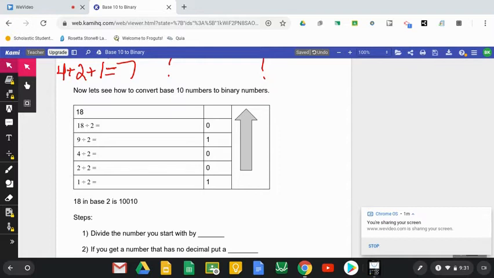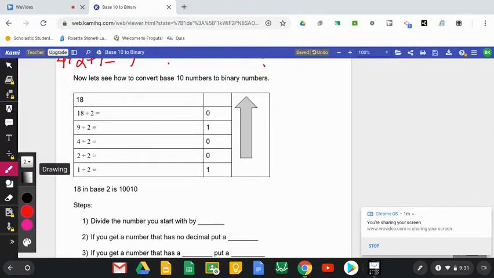We're going to go the other way. Now let's see how to convert base 10 to binary. Base 10 means we start at a number like this, 18. First step, you can see it did 18 divided by 2. 18 divided by 2 is 9. Notice over here there's now a 0. Interesting. Then I do 9 divided by 2, and that's 4.5. Now there's a 1. Now there's a 4 here.